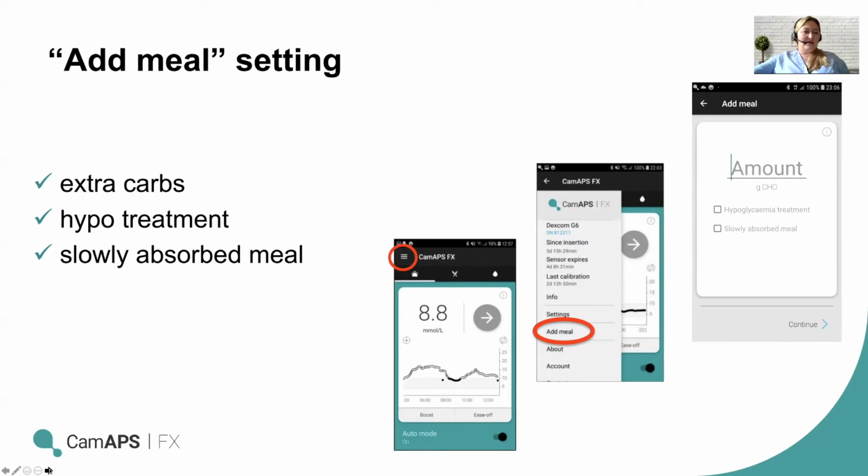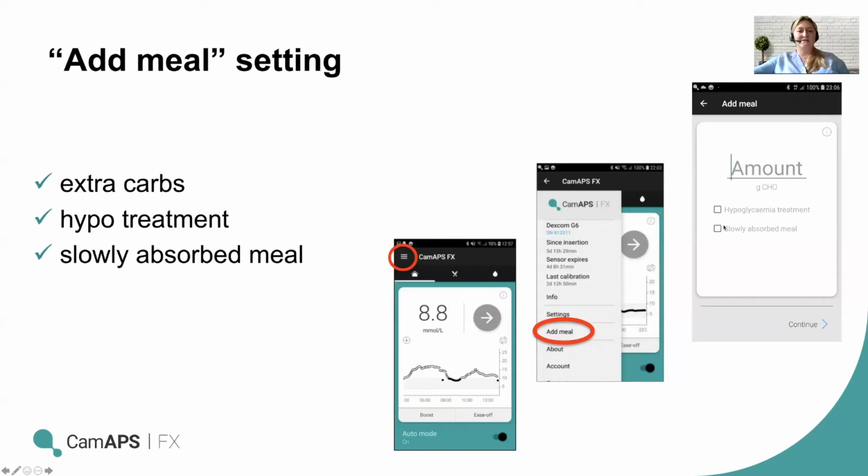So you can see here, you'd give your bolus normally in the bolus calculator. Then for the remaining carbs, you'd go to the 3 little bars top left to the drop down menu, go to the add meal section, and then you've got a space to put the amount of carbs. So in that example I used before, you'd put the remaining 30 grams of carbs in there, and then you would tick that it's slowly absorbed meal.